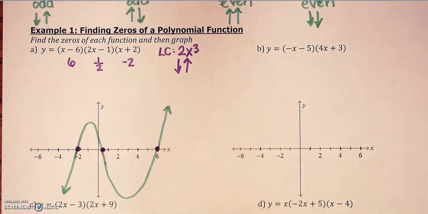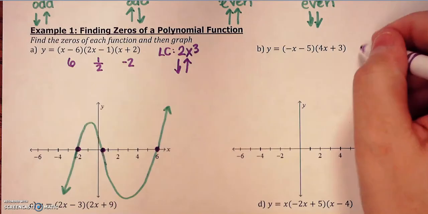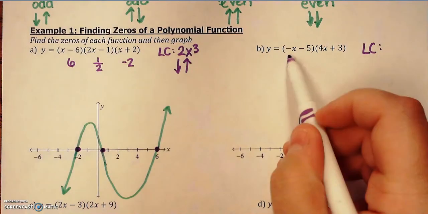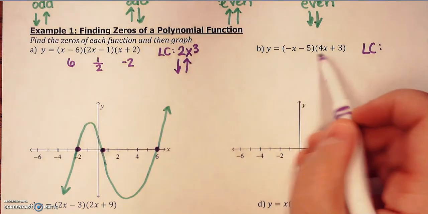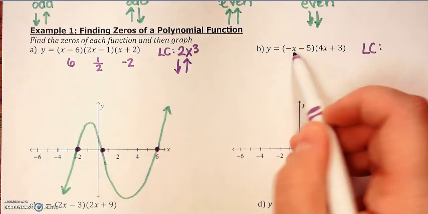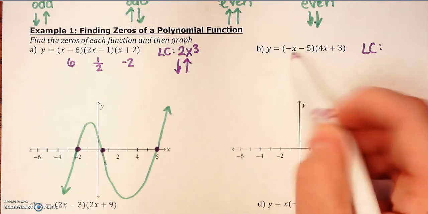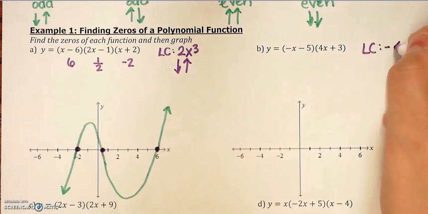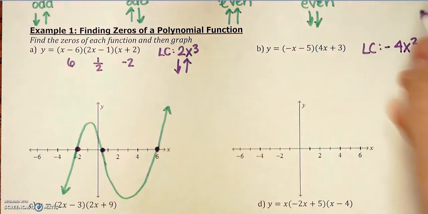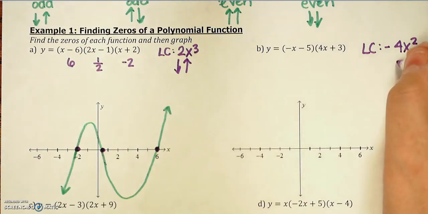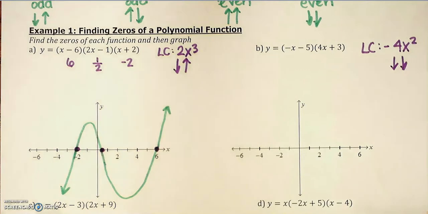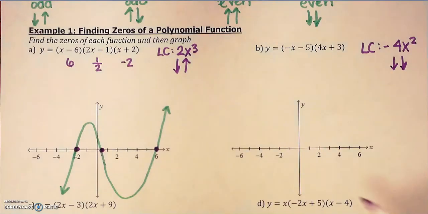All right, let's move to this one. My leading coefficient here, in standard form, just think about what you would get as the highest power of x if you multiplied it out. For this question, -x times 4x would be -4x squared. So this is going to be an even exponent as your degree and a negative leading coefficient. So this should point down, down. This is just a sketch.